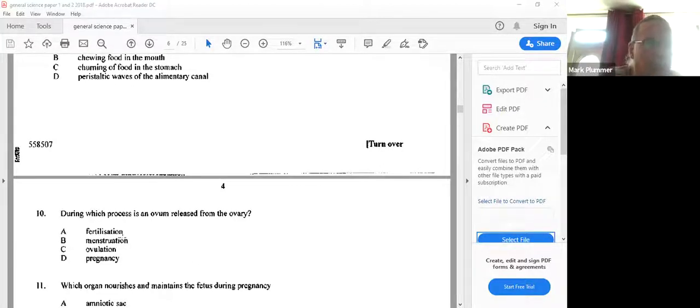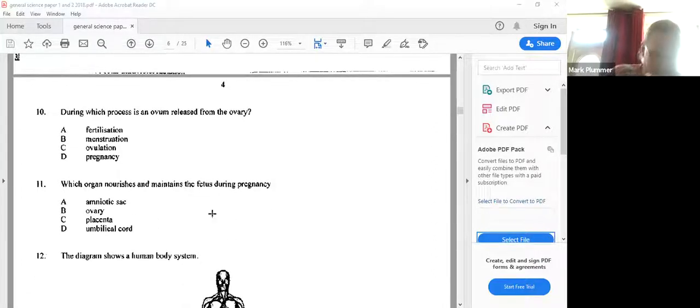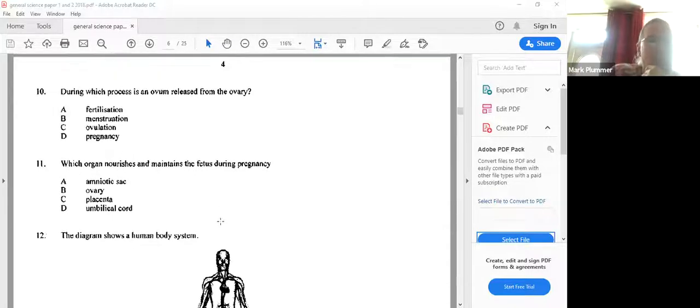Okay, so number 11 then, which organ nourishes and maintains the fetus during pregnancy? Now, the key words here are nourishes and maintains. All the options here are in some way to do with pregnancy and female reproduction, but the question is asking which organ nourishes and maintains the fetus during pregnancy. The answer to that one is the umbilical cord. It nourishes and maintains. Number 11 is D.